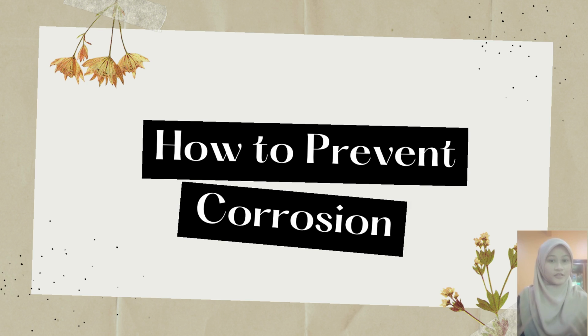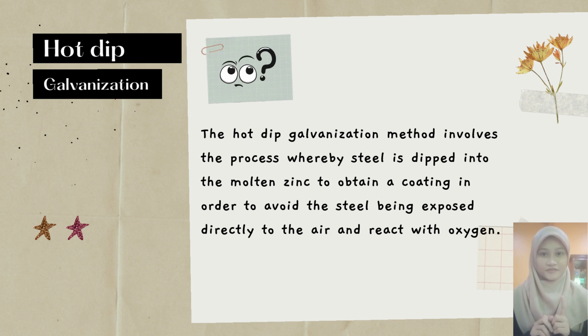So, how do we prevent the corrosion problem? I am Nowarda binti Muhammad Zainal, and I will tell you one of the methods that can be used to prevent corrosion. One of the processes is hot dip galvanization. The hot dip galvanization method involves dipping the steel into molten zinc to obtain a coating, in order to avoid the steel being directly exposed to the air and reacting with oxygen. This method consists of 3 steps: surface preparation, galvanizing, and inspection.